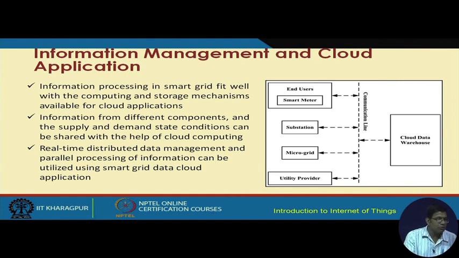If we look at this figure, we have end users, substations, microgrids, and utility providers communicating bidirectionally with the cloud data warehouse. The cloud data warehouse basically has all the data, so all these data can be stored in it. Also, it is bidirectional because the data can flow from the warehouse to these different components. So we have this information flow in both directions, and this information flow has to be managed properly.